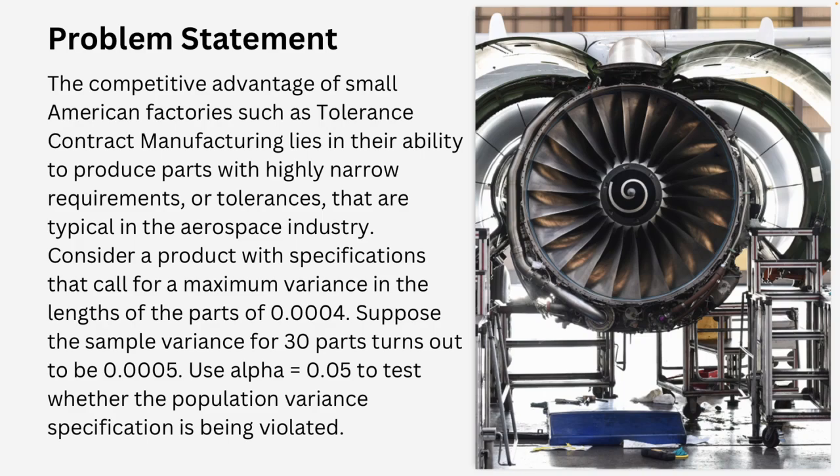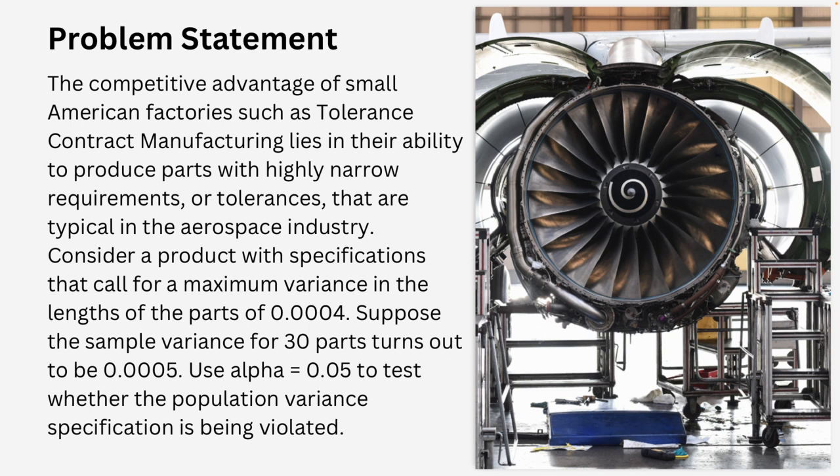Now let's look at a problem statement and try to solve it using statistical analysis, and we'll do this in R Studio today. The competitive advantage of small American factories, such as tolerance contract manufacturing, lies in the ability to produce parts with highly narrow requirements or tolerances that are typical in the aerospace industry. The specifications and tolerances in the aerospace industry must be met, otherwise the part wouldn't be installed into an airplane, because of how delicate and sensitive an aircraft is.